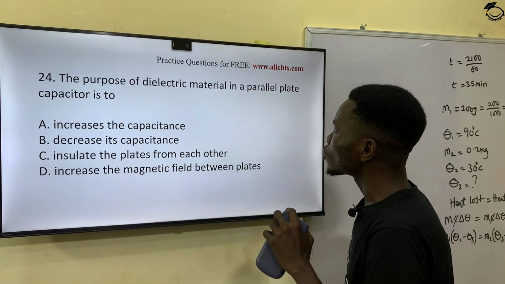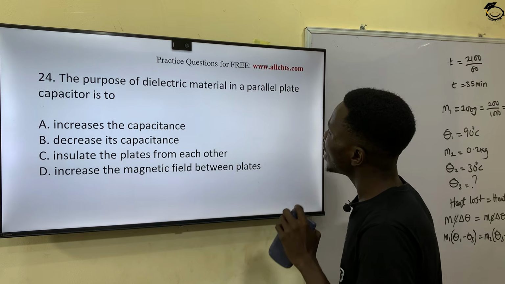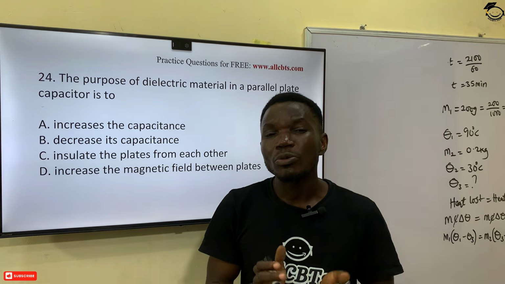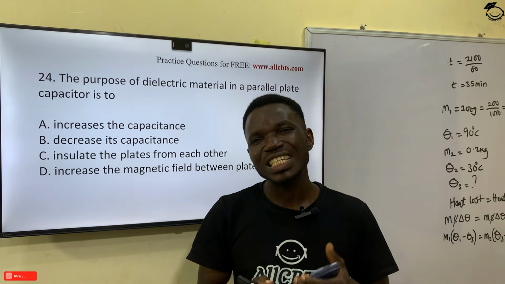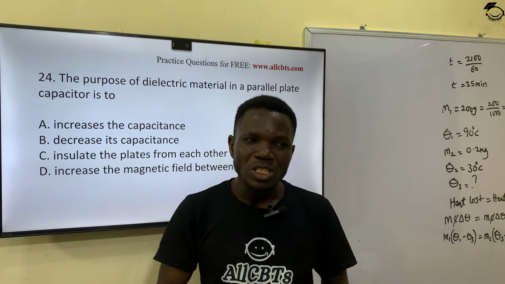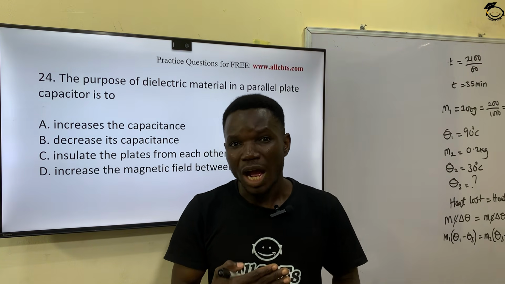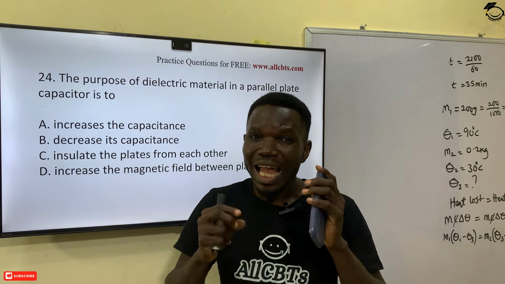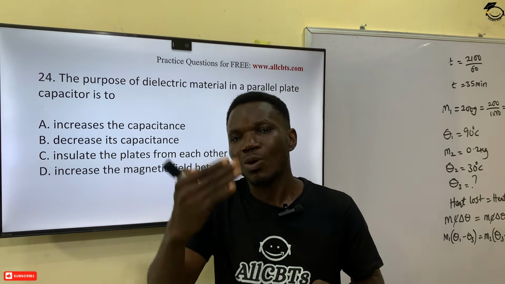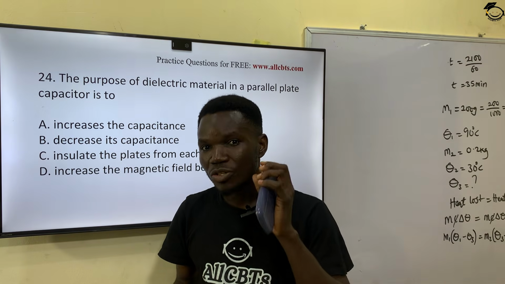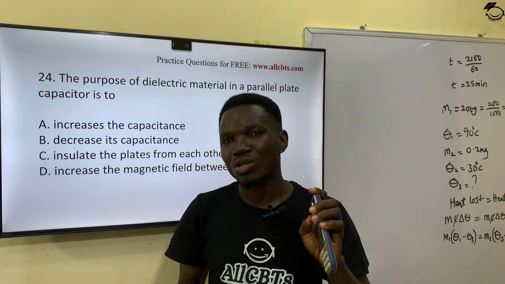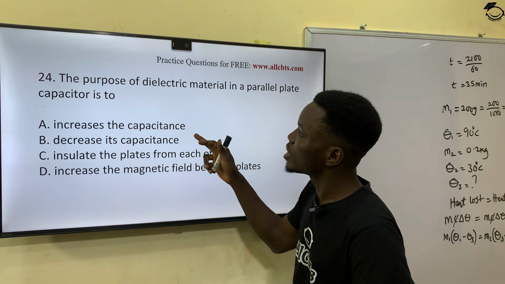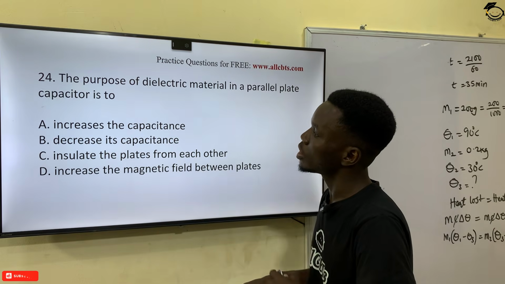Which says, the purpose of dielectric material in a parallel plate capacitor is to dash. So why do we put a dielectric material between the plates of a capacitor? Now, we put those dielectric materials between the plates so as to increase the capacitance of the capacitor. And it is based on the type of dielectric material. So the type of dielectric material will determine by what proportion we are going to be increasing the capacitance of our capacitor. So the reason why we put a dielectric material is not to make it an insulator, but instead to increase the capacitance of the capacitor. So the correct answer is it increases the capacitance of the capacitor, which is option A.